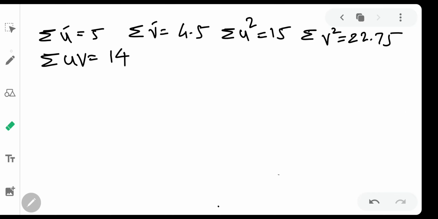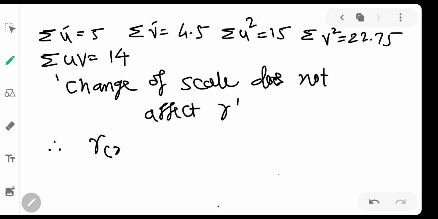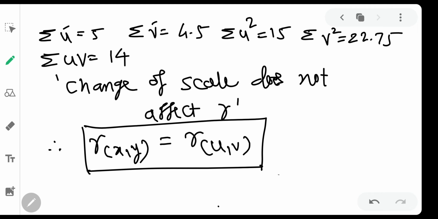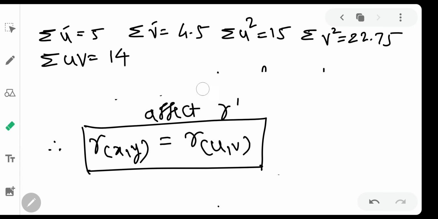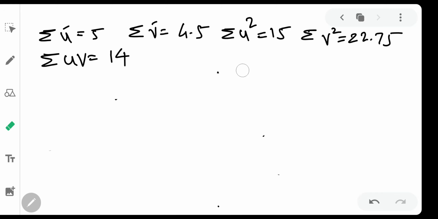So you have to remember one thing: change of scale does not affect r. It means r of xy will be equal to r of uv. In the earlier videos we have seen that change of origin does not affect r, and over here change of scale also does not affect r. So r of uv will be nothing but r of xy, which is so simple. So we will calculate r of uv.